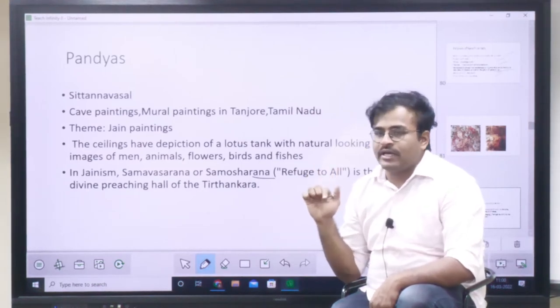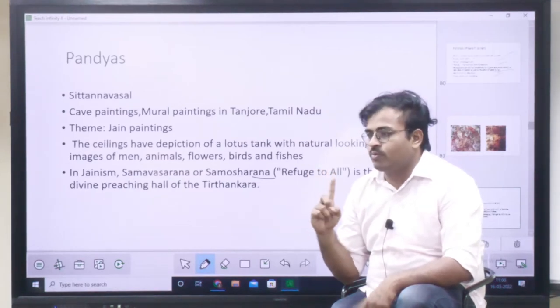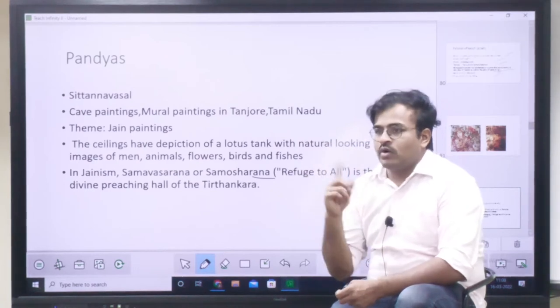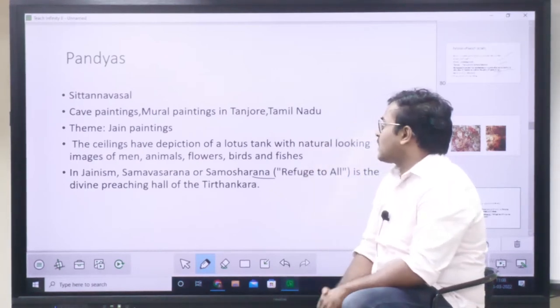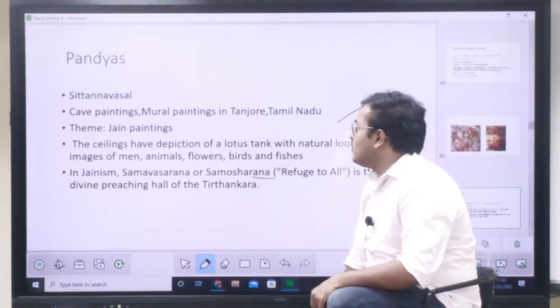This is the only Jain painting in South India, and across India also, this is the most prominent Jain painting. It replicates the Jain heaven on top. So this is the Sittanavasal cave painting. It is a mural painting tradition in Thanjavur in Tamil Nadu, and the theme is Jain paintings.